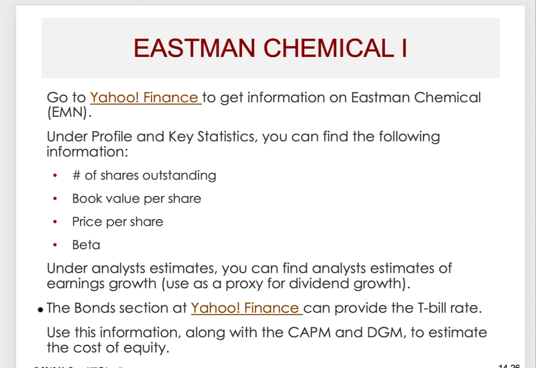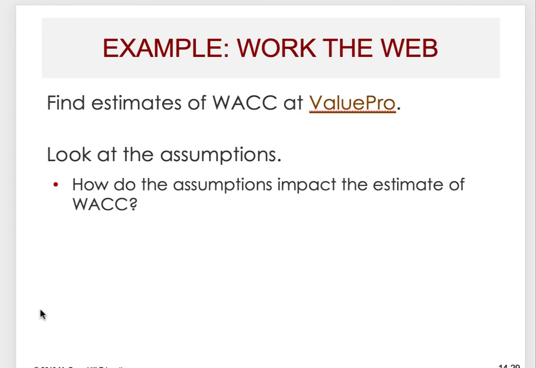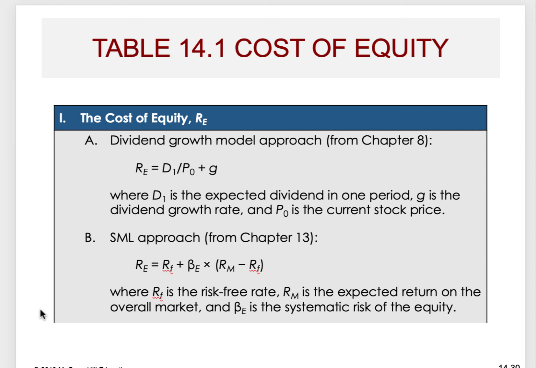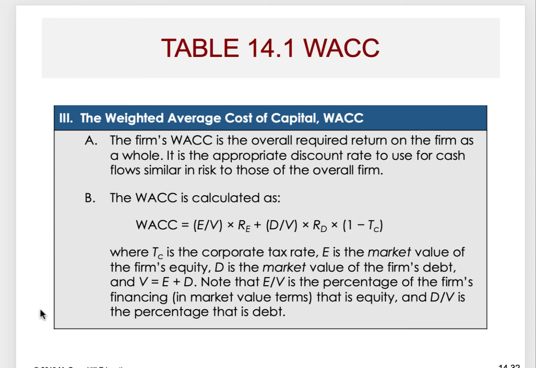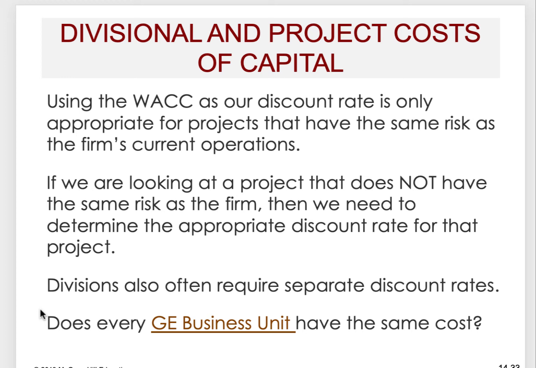Don't worry about Eastman Chem. We'll do some problems in class. Again, just to review, I would know this slide, slide 30. I would know slide 31, cost of debt. I would know slide 32, which talks about WACC, or the weighted average cost of capital. When we come back in our next video, we're going to look at divisional and project cost of capital, and we'll talk about what that is and how we calculate that.